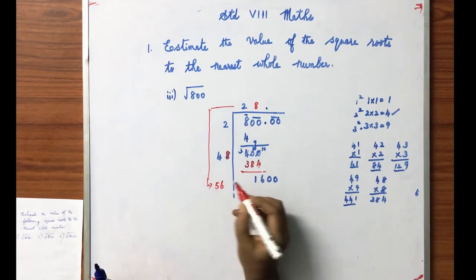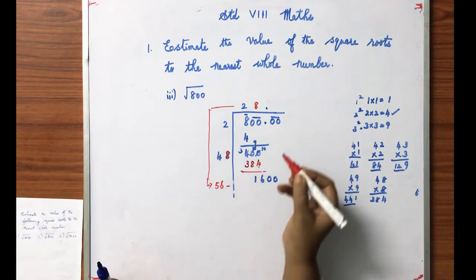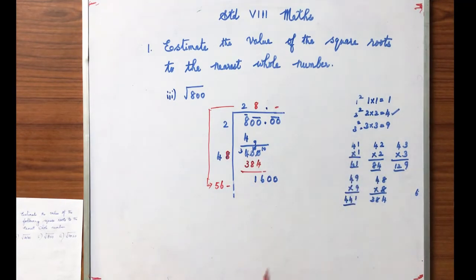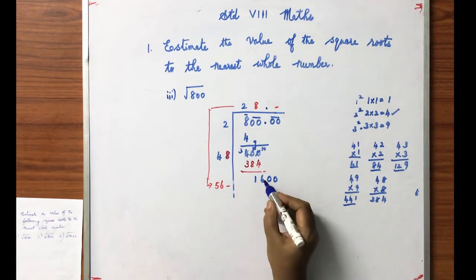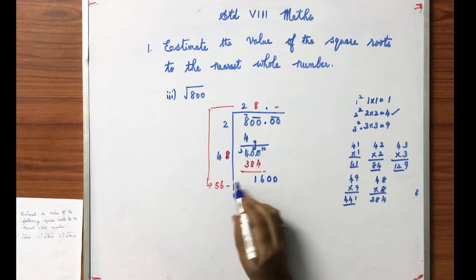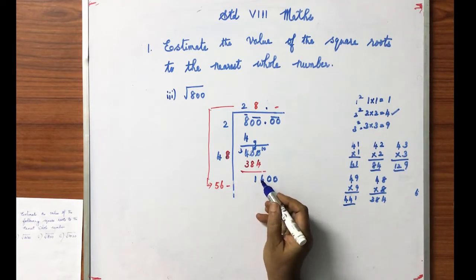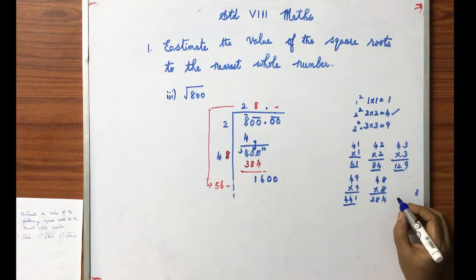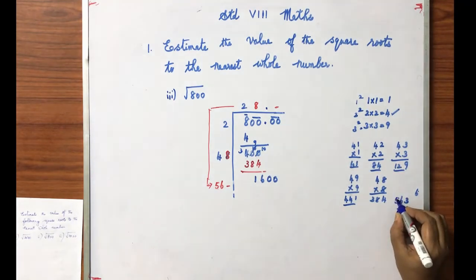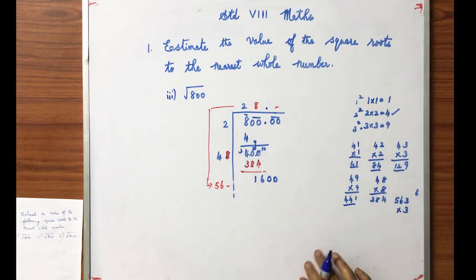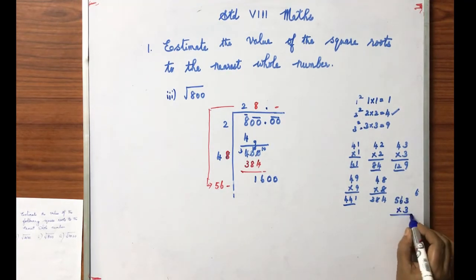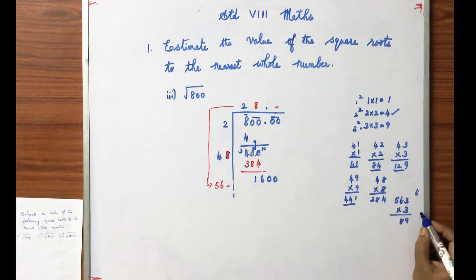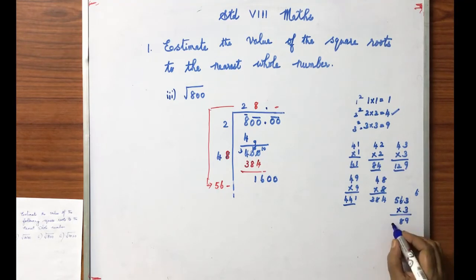Now we should find out the number. Same number should be written on the top. Easy way to find out is, see the first number here and see two numbers. So 5 3s are 15. So we can try with 3. So 563 into 3. If this number is bigger, we have to write 2 and try. Multiply and check. So 3 3s are 9. 6 3s are 18. 5 3s are 15 plus 1, 16. So this number is bigger.